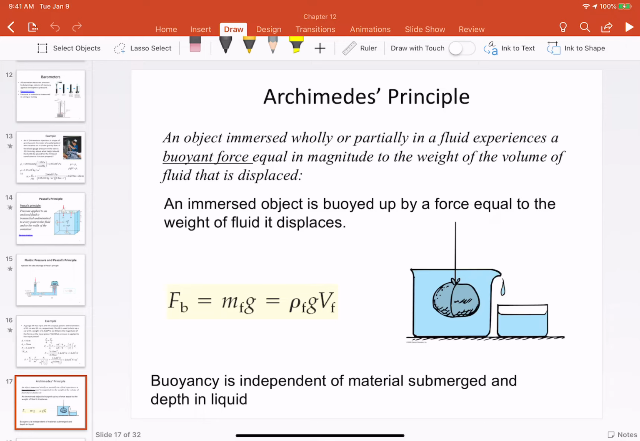Archimedes principle allows us to calculate this buoyant force, right? So what does Archimedes principle say? Archimedes principle says the following, and he gives us a practical way of calculating the buoyant force.